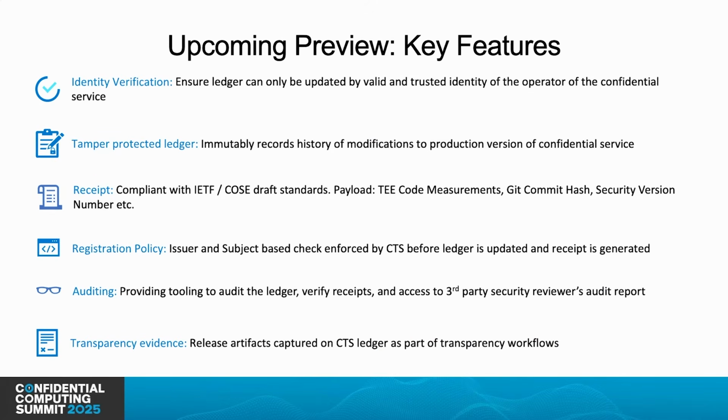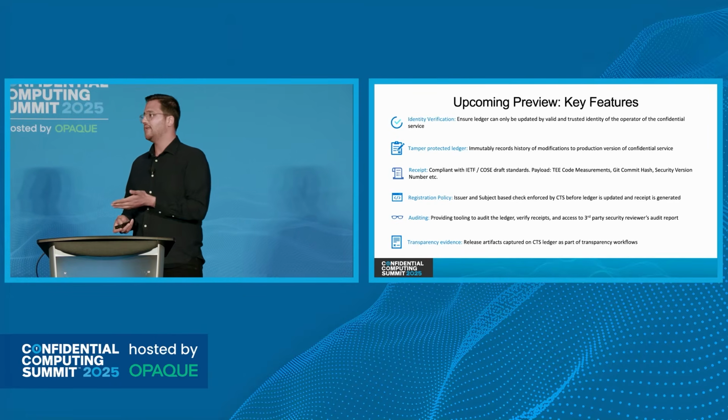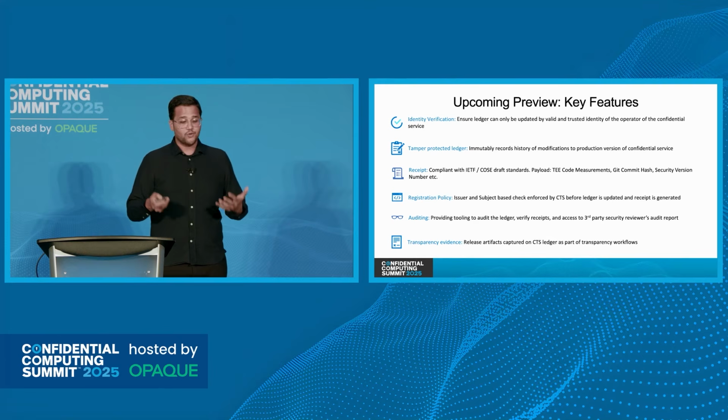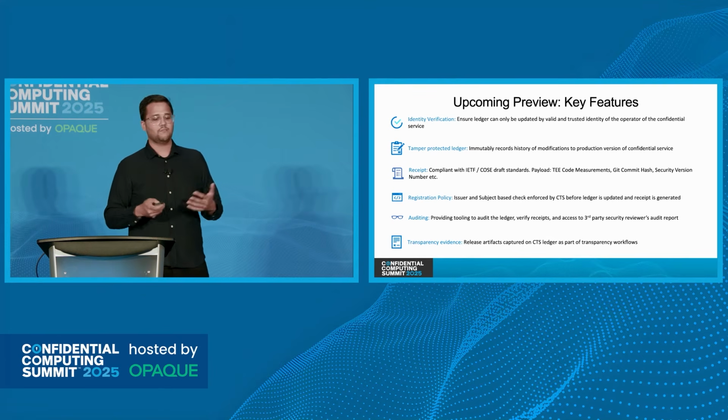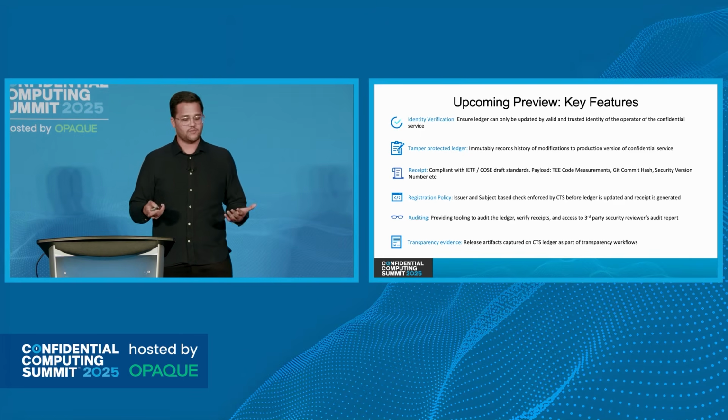With that, I'm happy to announce that the Azure security team is announcing today an upcoming preview in late September, early October of the CTS integration with Microsoft Azure Attestation and with Azure Managed Hardware Security Module. So the customers of the preview will get access to the production releases of these confidential services that are immutably recorded on the ledger. During this preview, here are some features. You can look at them. But essentially, everything I talked about before will be accessible to the customers of the preview.